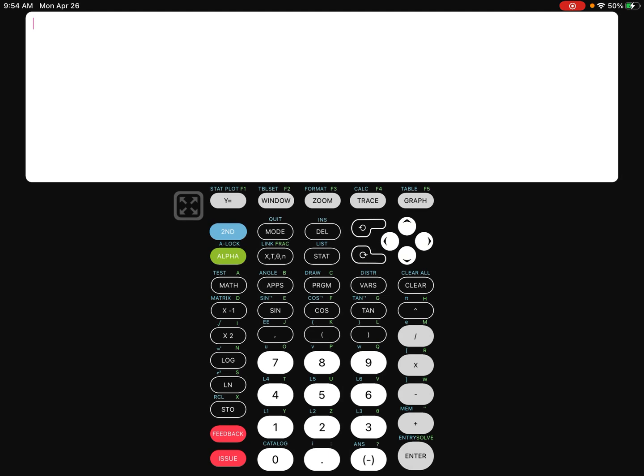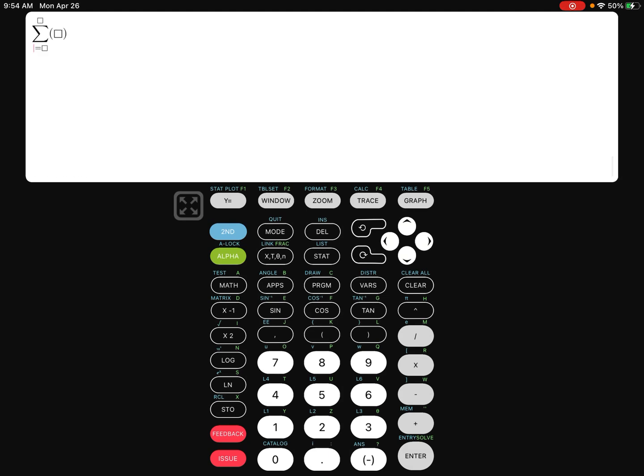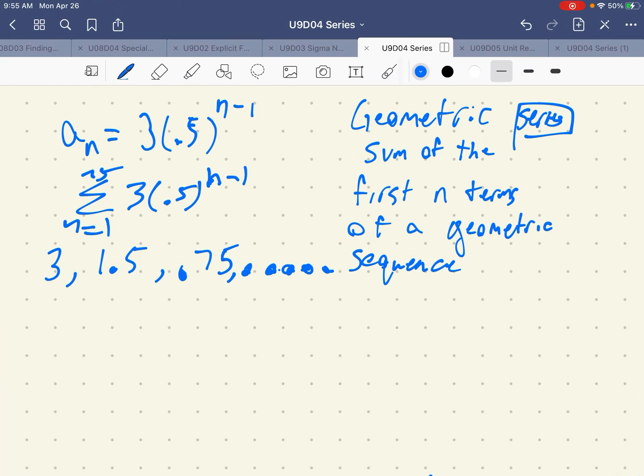So I'm going to type in the summation of n equals 1 up to 25 for 3 times 0.5 to the n minus 1 power. And we get 5.99999. All right, so 5.99 is approximately 6. So this was approximately equal to 6.